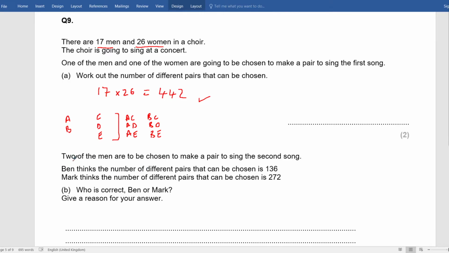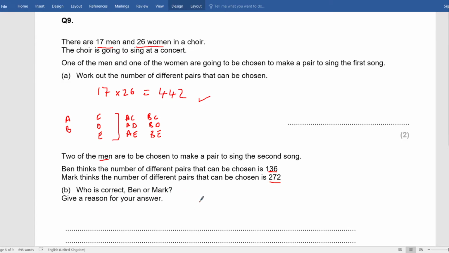Okay, good. Now, two of the men are to be chosen to make a pair to sing the second song. So in this one, there was 1 man and 1 woman chosen. So 2 of the men. Ben thinks the number of pairs that can be chosen is 136. Mark thinks the number of pairs that can be chosen is 272. Who is correct, Ben or Mark?